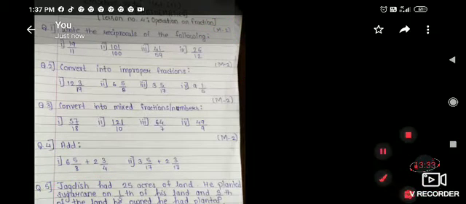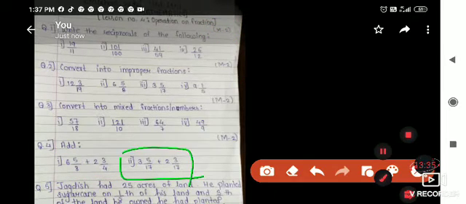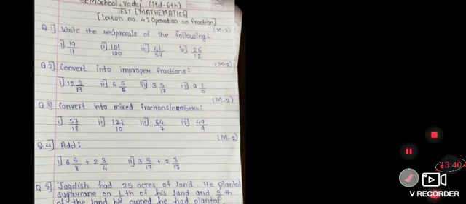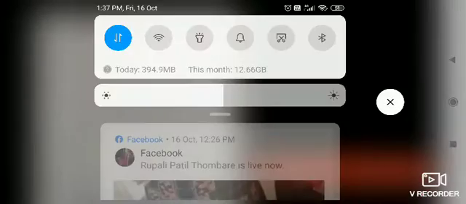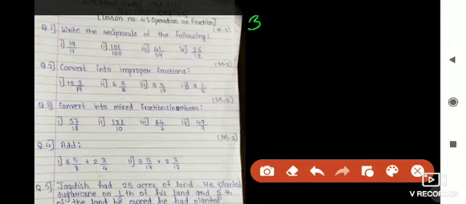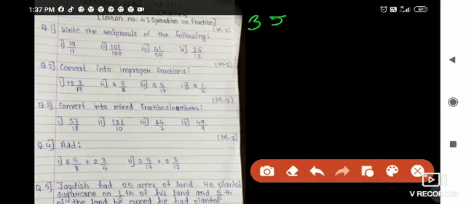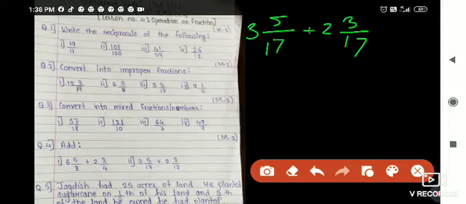And the question is this: 5 and 3 integer, 5 upon 17, plus 2 integer 3 upon 17. Okay, so here we will solve the example.